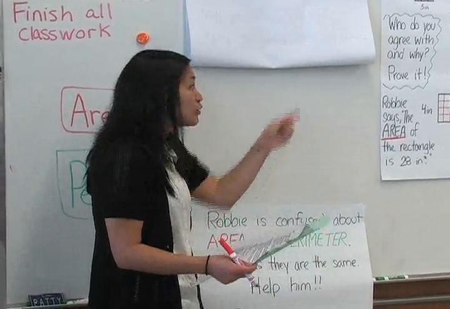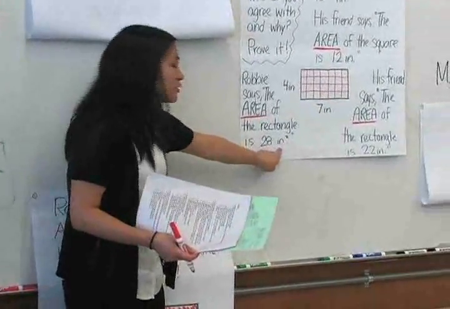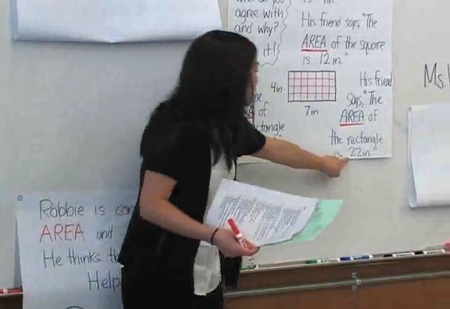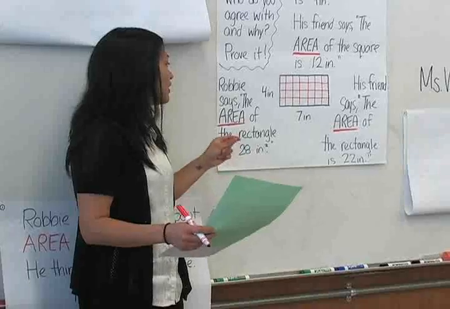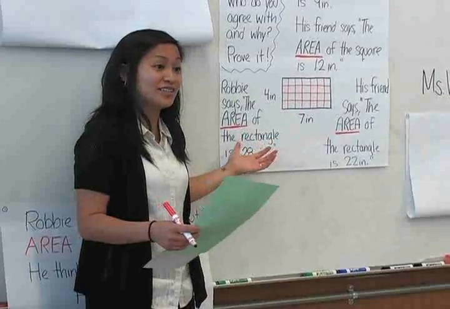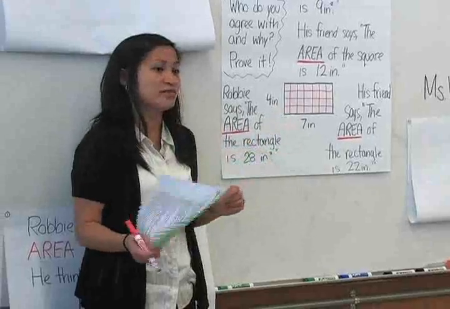One quick thing before we move on to the next activity, okay? Here is 28 inches squared, and here is 22 inches, okay? Oh, and actually, before we do that, I'm sorry. We didn't even decide who was correct, okay? So can you tell me really quickly who is correct? Was it Robbie or his friend?